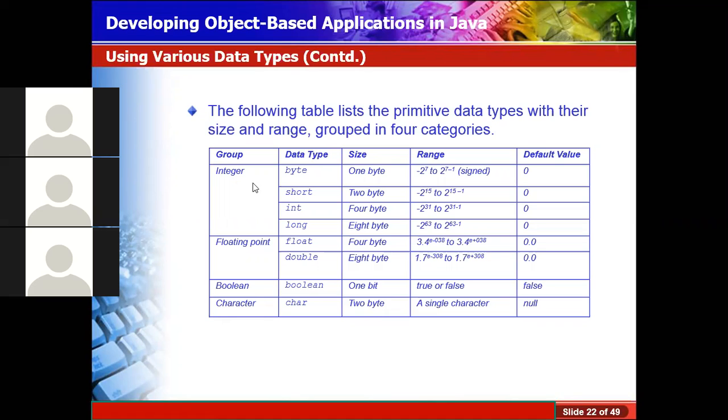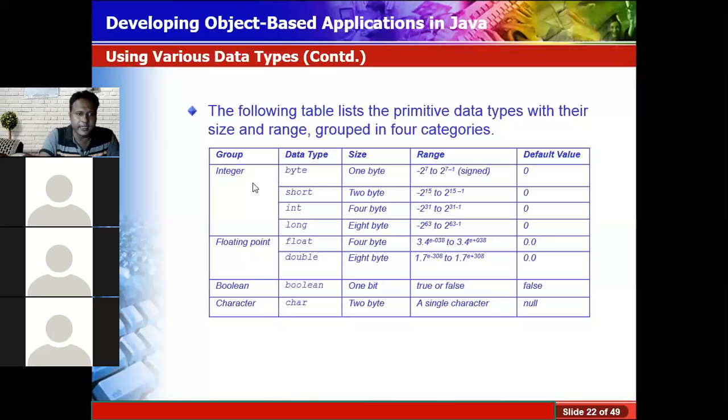So here we are using the data types for storing a value, for integer. For integer there are four data types. One is byte. Byte is the smallest unit for integer. Then short, then int, then long, then the float data type.